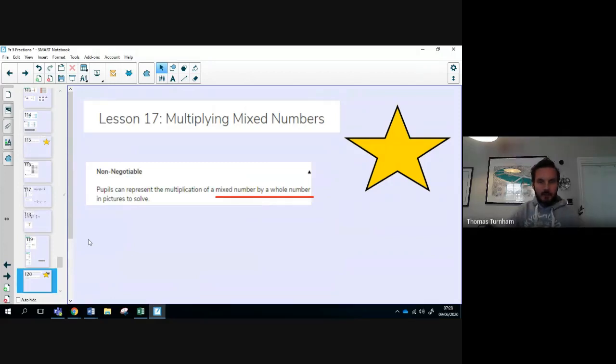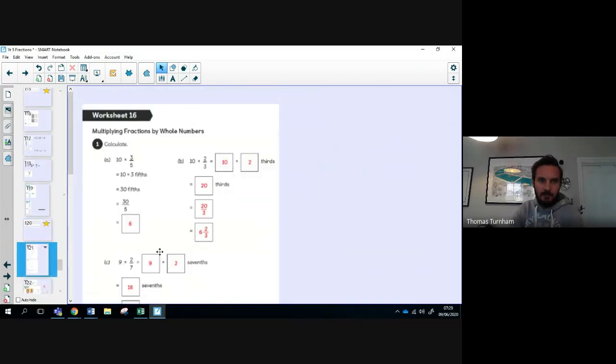Okay, morning everyone. We're going to carry on with multiplying fractions today, but this time we're going to be looking at multiplying mixed number fractions by a whole number. So it's not just going to be proper fractions. Now we're going to look at multiplying mixed numbers or mixed fractions with a whole number. So let's have an example of what I mean.